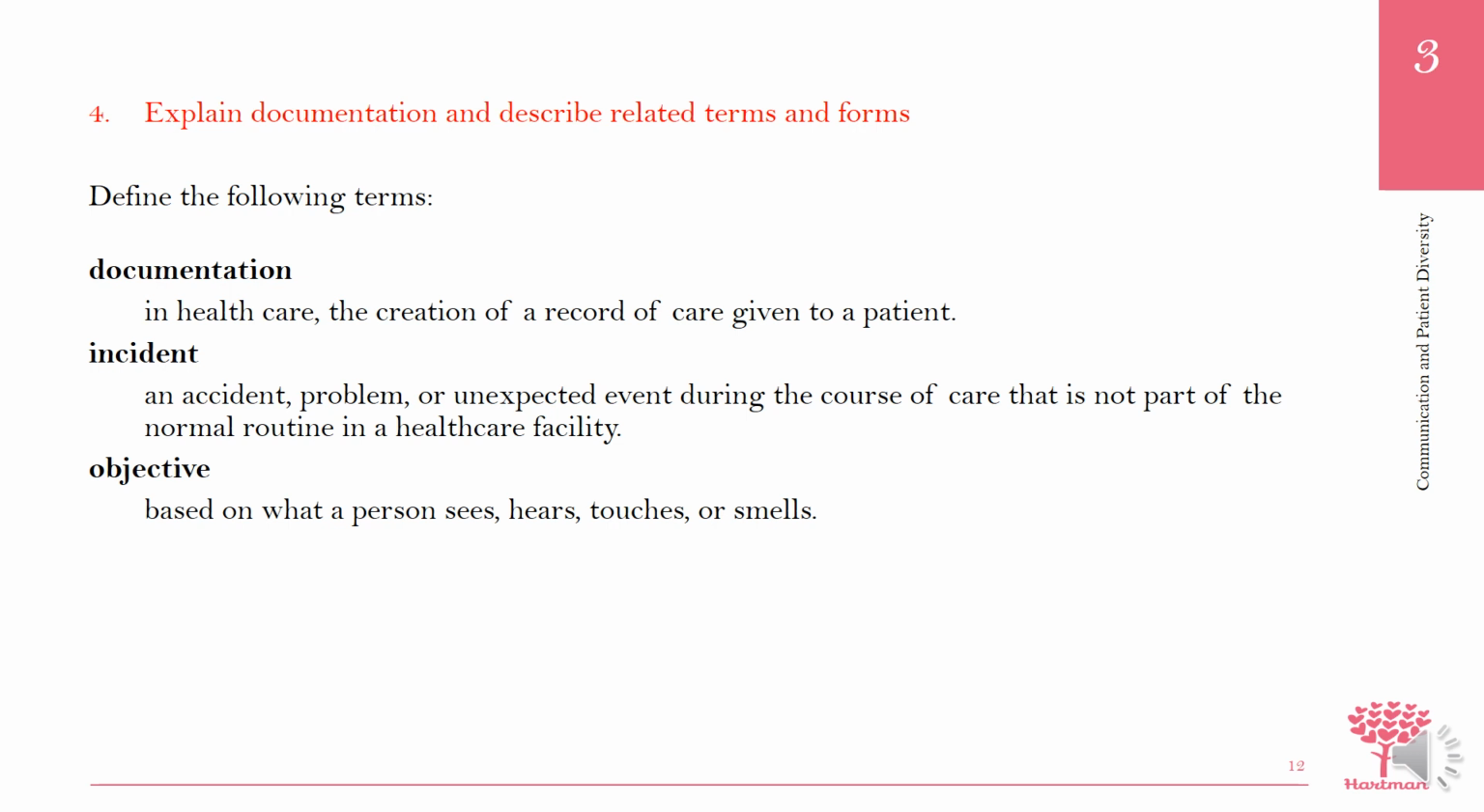When documenting an incident, the report is a factual, objective account of what happened. Objective information is based on what a person sees, hears, touches, or smells. It's collected by using the senses. It does not include opinions or assumptions about the causes.